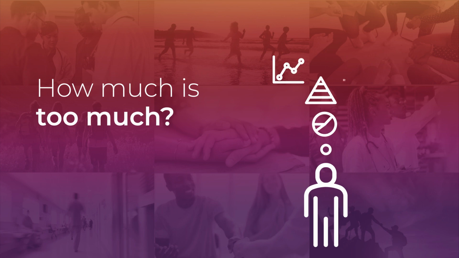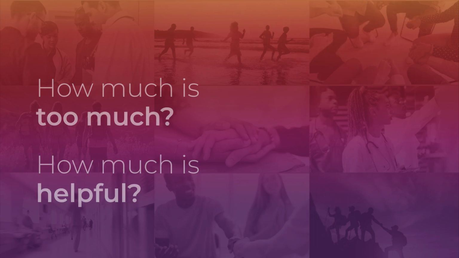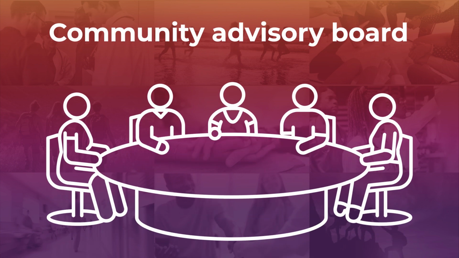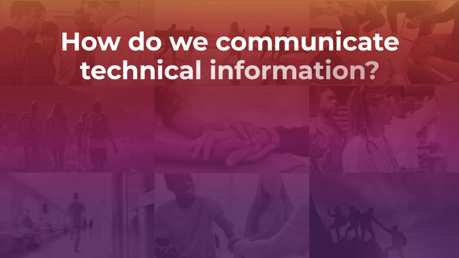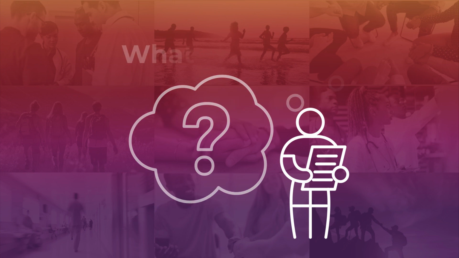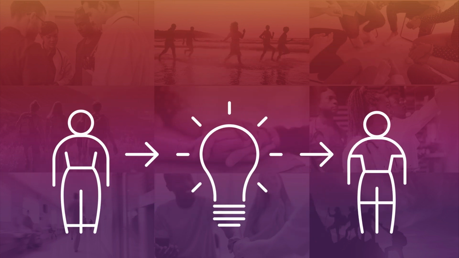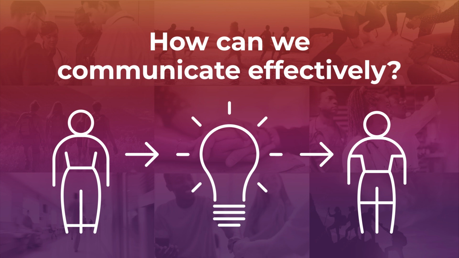How much information is too much? How much is really helpful for people? And that's been an ongoing discussion across the Community Advisory Board and with the team throughout this project: how can we talk about things that are really difficult to pronounce and spell? How can we give information in a way that's helpful? And what is helpful? People have really pushed us to think about how we can effectively talk about what's happening at those complex points.